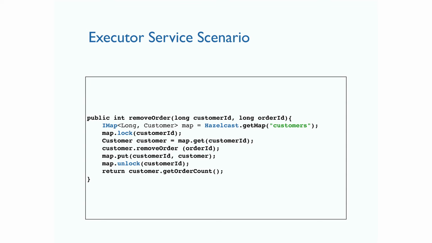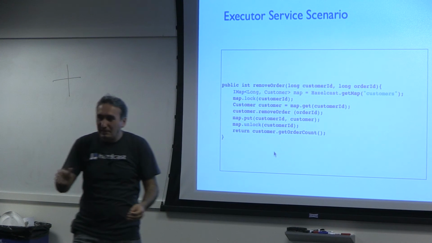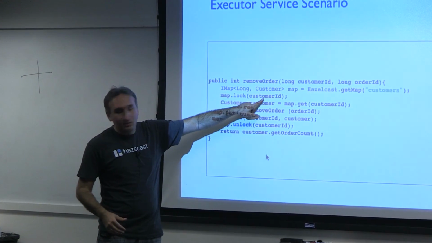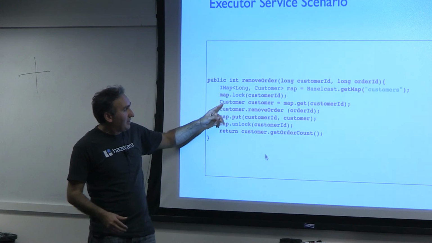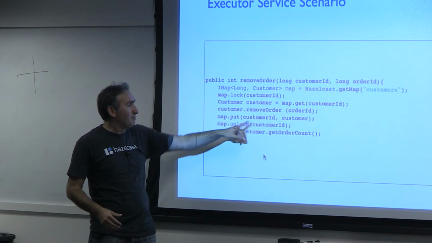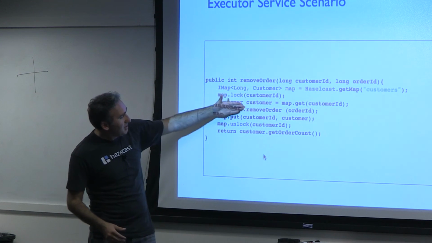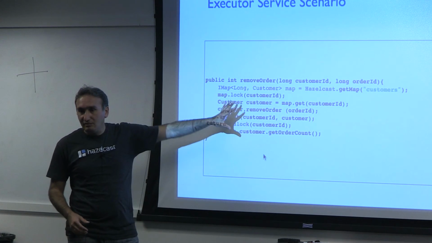So let's say we want to remove an order from a customer object. We have the customers map. And let's say the business requires that we lock the entry because we don't want anybody else to do anything while we're updating the entry. Let's say it doesn't have to be like that because the operations are atomic already. But let's say the business requires that. So you lock the entry, the customer ID, and you get the value, you change the value, and you put it back, and you unlock. Looks good. So I got the customer, I changed the customer and put it back with the proper locks.